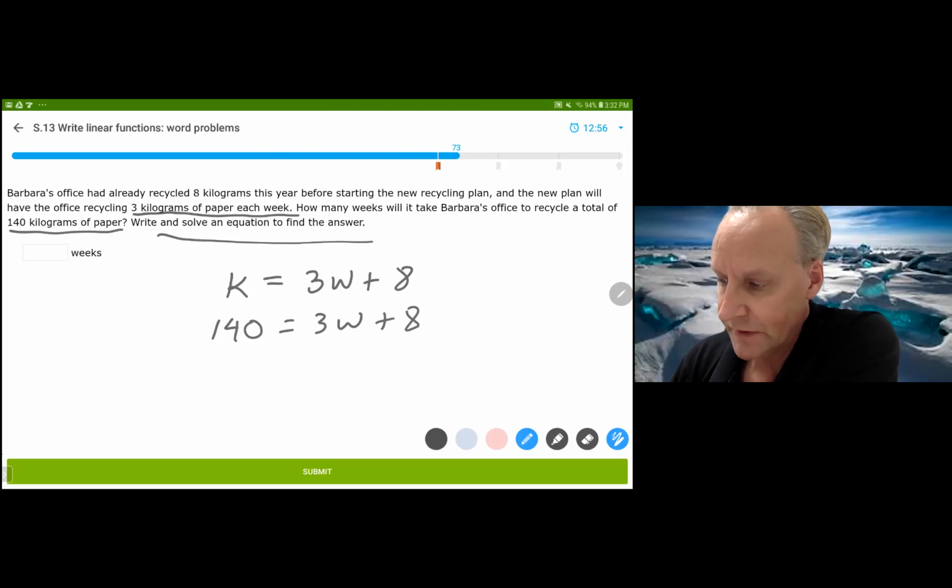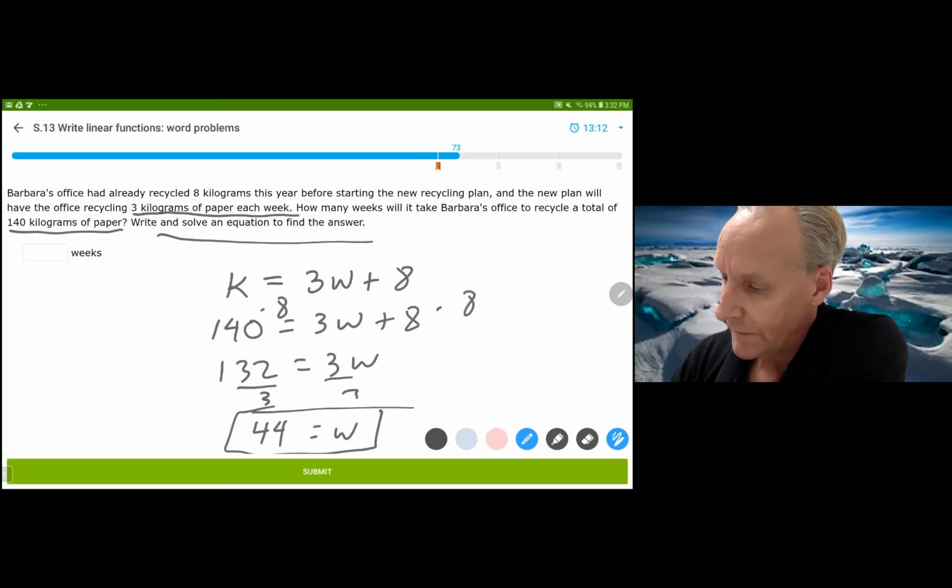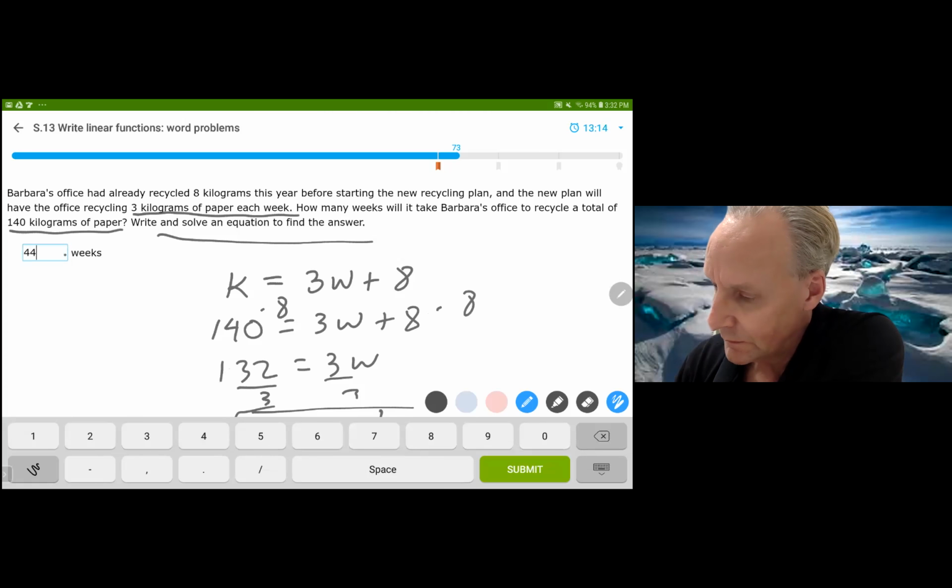And of course, we're going to subtract 8 from both sides and get 132 is equal to 3W. I just subtracted the 8 original kilograms. We're going to divide by 3, and you're going to get 44 weeks. It takes almost a year to get that much. And that is 44 weeks.